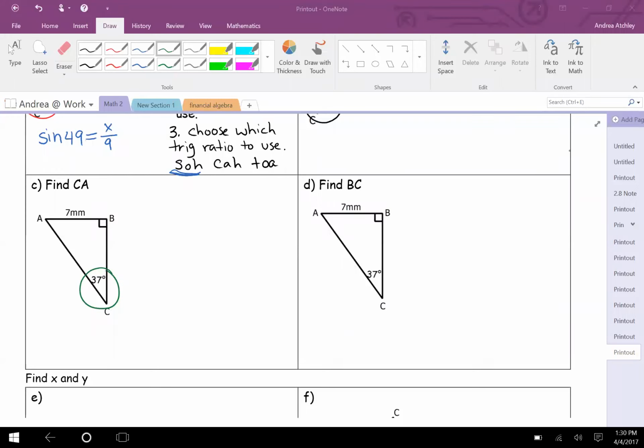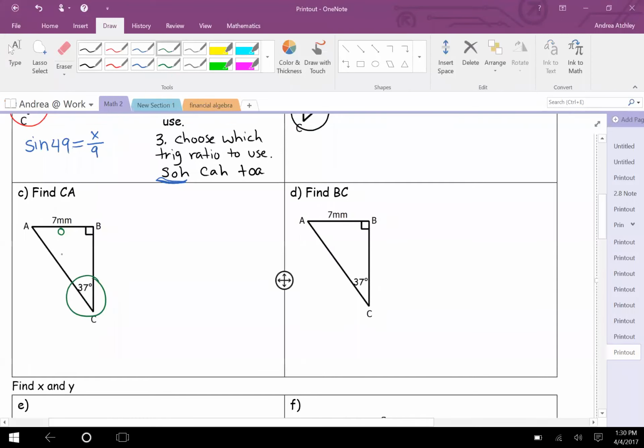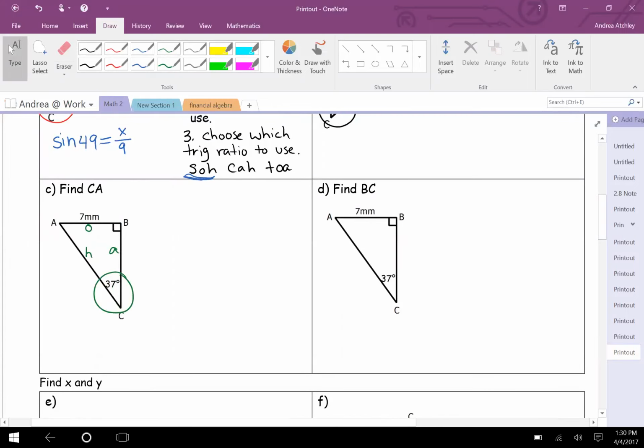Okay, Gracie, what is the opposite side? AB. So this is my opposite side. Ruby, what is my hypotenuse? So this is my adjacent side. They want us to find CA. So this right here is my x. My hypotenuse is the x.